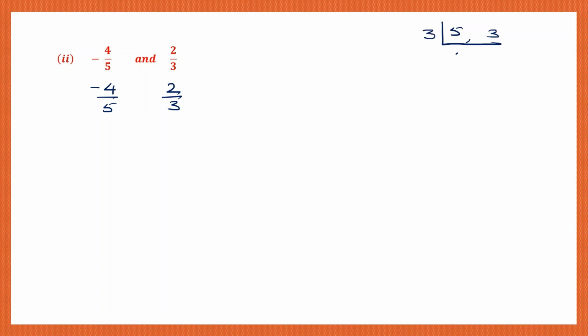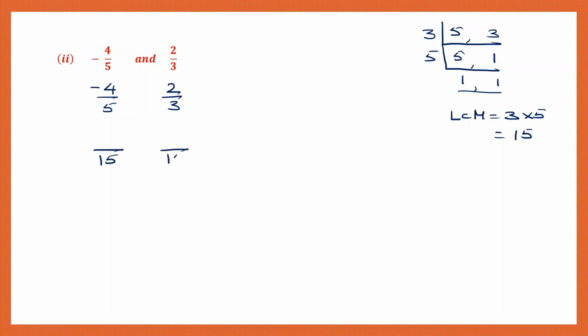Starting with 3, I bring down 5 as it is, 3 ones are 3, and then with 5, 5 ones are 5. So we have that. So LCM is equal to 3 into 5, which is 15. So we're going to use 15 as the common denominator. So here it is 15. Here also it will be 15.